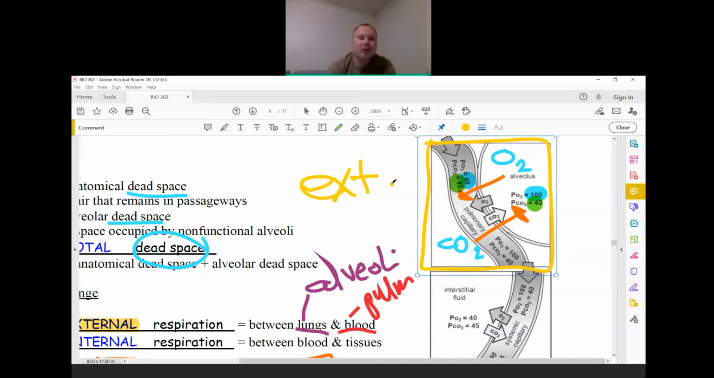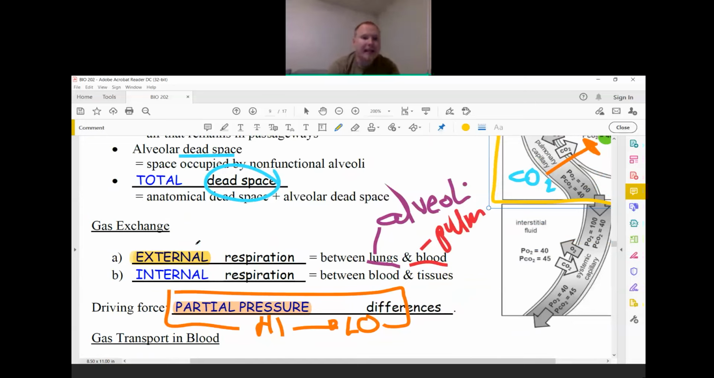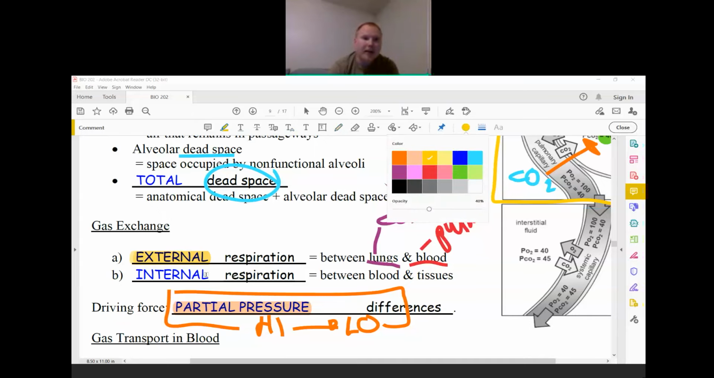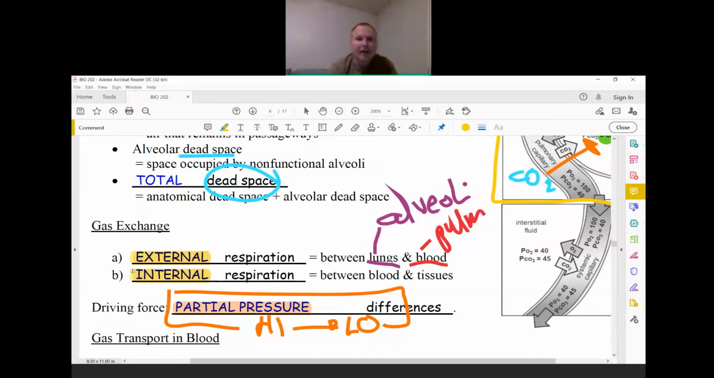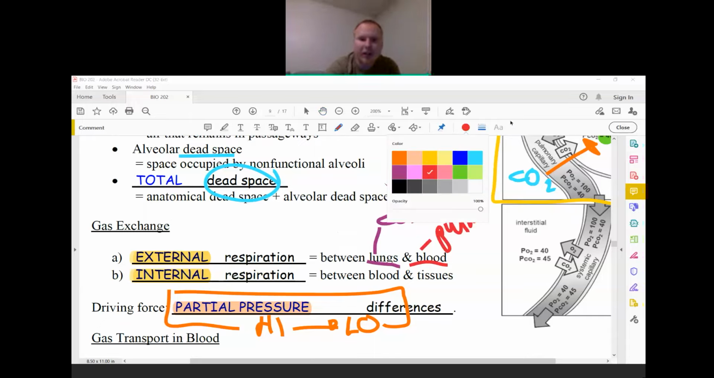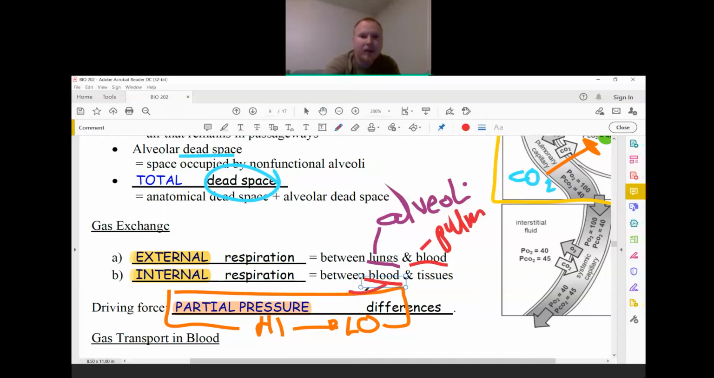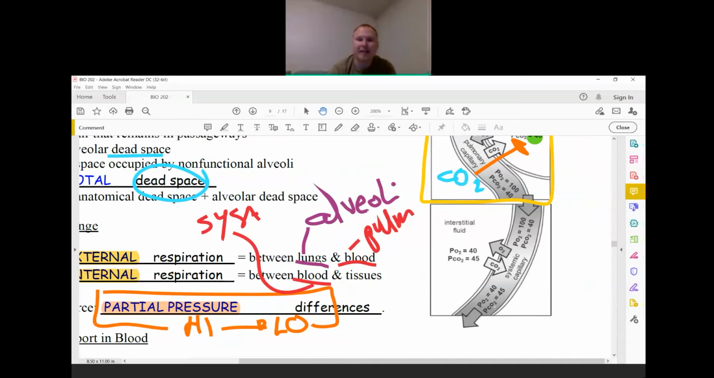We're going to go through the internal gas exchange following the same logic. So we're going to go through that a little quicker. Nothing changes drastically. It's the same concept. Now we're just looking at the exchange between the blood that flows in the capillaries of the systemic circuit and then the tissues or interstitial fluid or interstitial space.